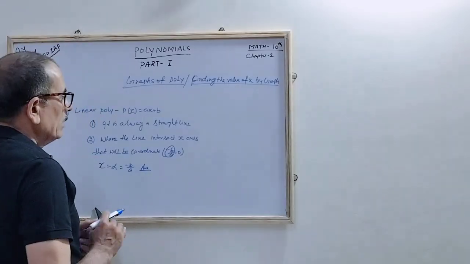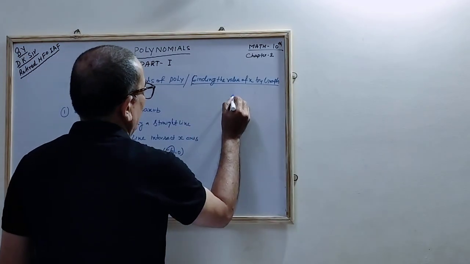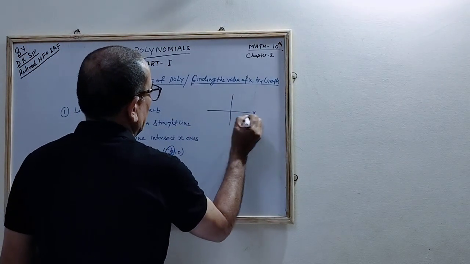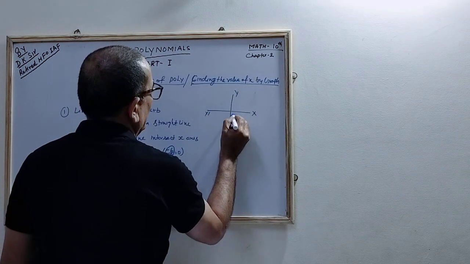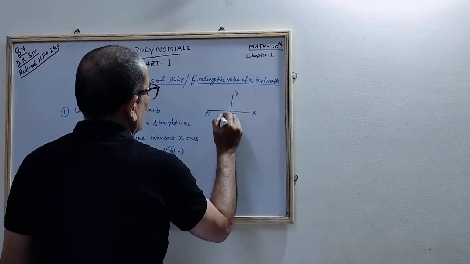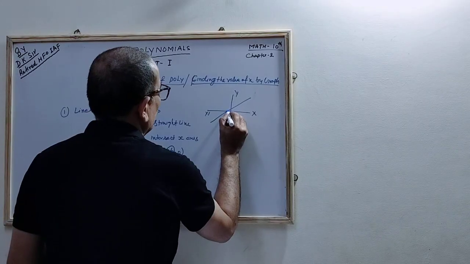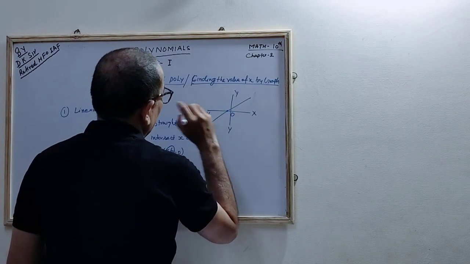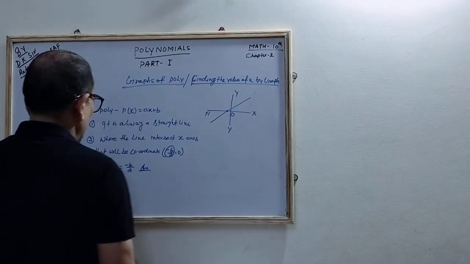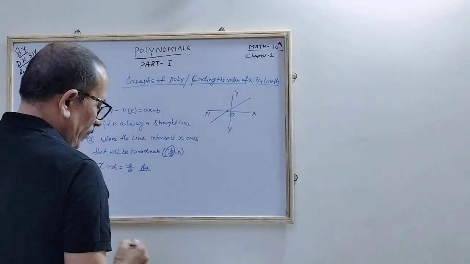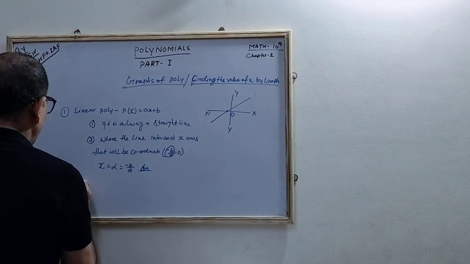So we will see one example. Normally how it happens, it will be like this: x, x dash, y and y dash, origin. So if you draw it, it will be something like that. So this is the point, and the x value will be the answer of this particular one. So we will see an example. One example I am quoting here.